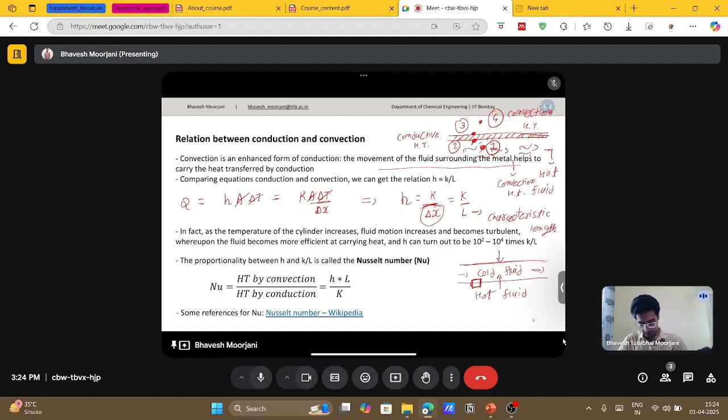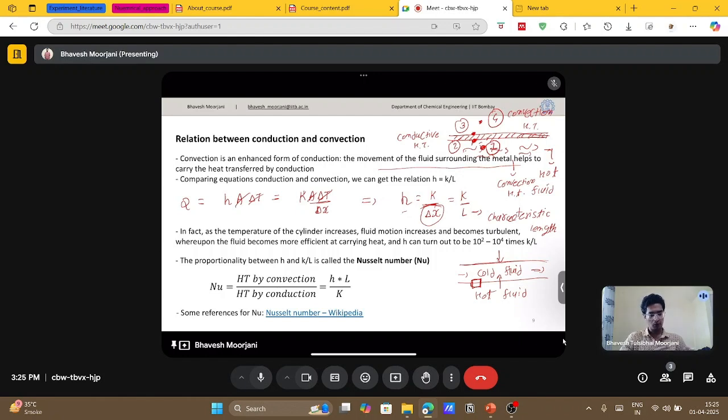So in fact, as the temperature of cylinder increases, fluid motion increases and becomes more turbulent, whereupon the fluid becomes more efficient at carrying heat, and h can turn up to 10 to the power 2 to 10 to the power 4 times higher than k by L. So if we will have more turbulence, then the heat transfer coefficient will dominate over the thermal conductivity. So convective heat transfer coefficient will dominate over conduction.